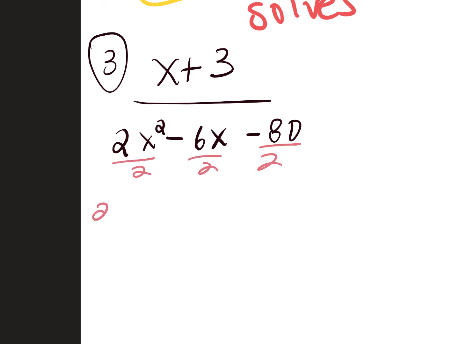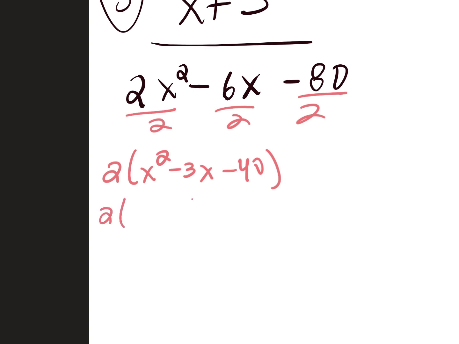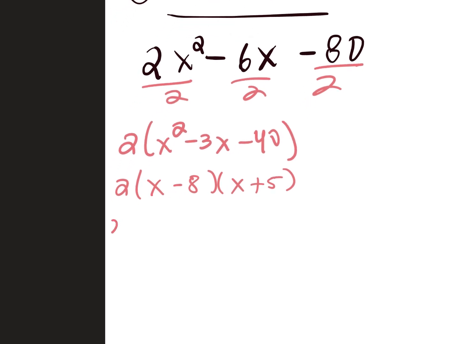So I bring the 2 out in front, and I'm left with x squared. 6 divided by 2 is minus 3x, and 80 divided by 2 gives me minus 40. So now I say, okay, are there two factors that multiply to give me a negative 40, but add to give me negative 3? So it'd be x minus 8 and x plus 5. If I'm going to go ahead from this point and solve to see what x values I'm going to use, set each piece equal to 0.